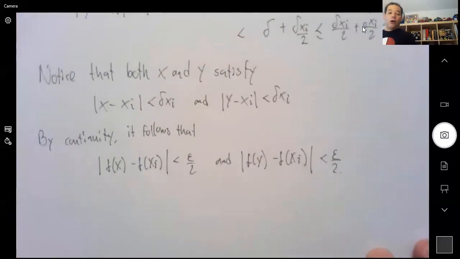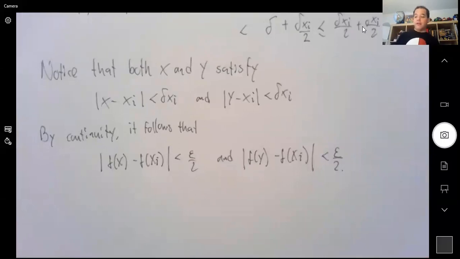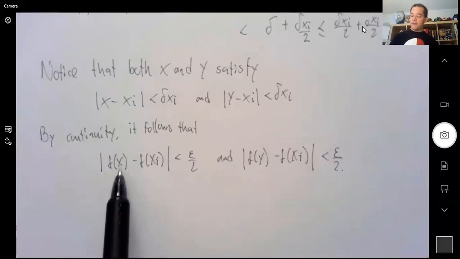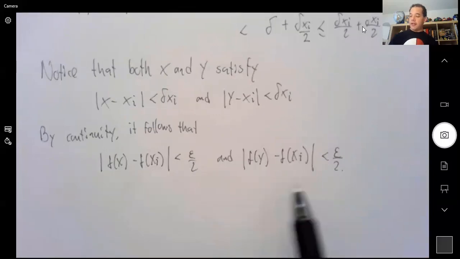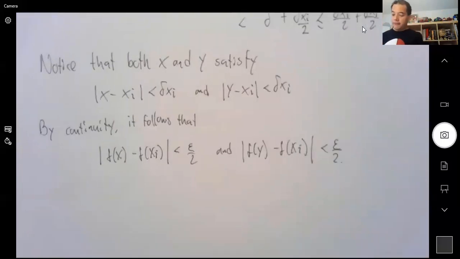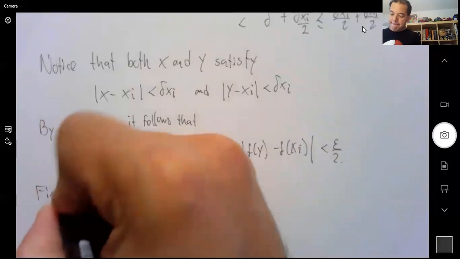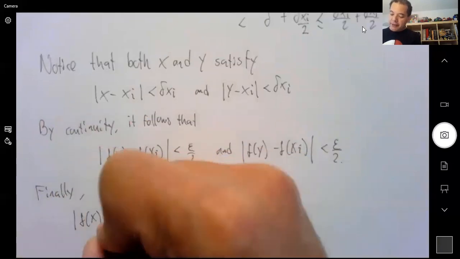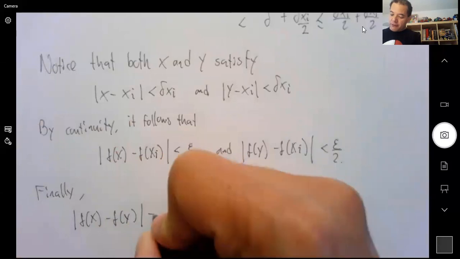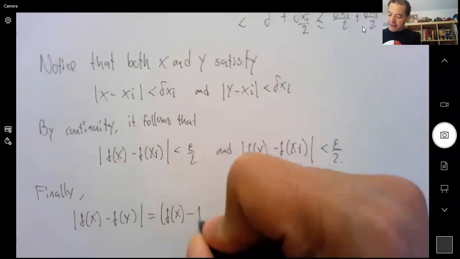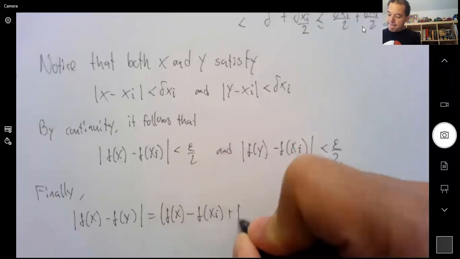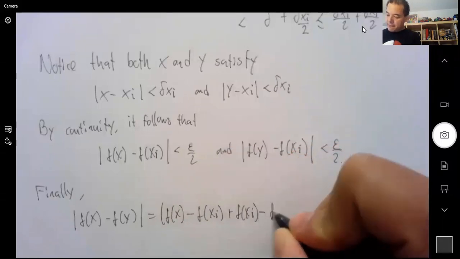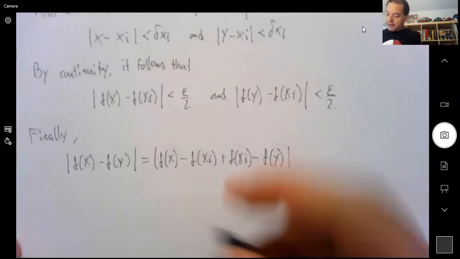And from here, I hope you can see the ending of the proof. What is it that we showed? We showed that f of x and f of xi are close, and f of y and f of xi are also close. If we put those together, we can then show that f of x and f of y are also close. So finally, we do f of x minus f of y, and we use f of xi as the middleman. Triangle inequality.